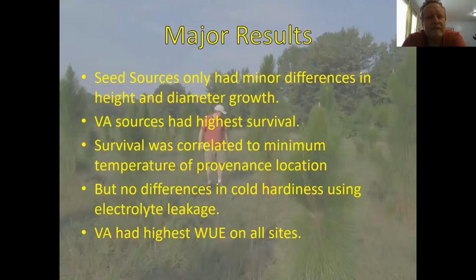So the major results were that seed sources only had minor differences in height and diameter growth, but the Virginia sources had the highest survival. Survival was correlated to the minimum temperature of the provenance location. There were no differences in cold hardiness using electrolyte leakage, but Virginia, once again with the caveat of 10 trees from a very small area, just a few hectares, had the highest water use efficiency, the lowest discrimination on all the sites.